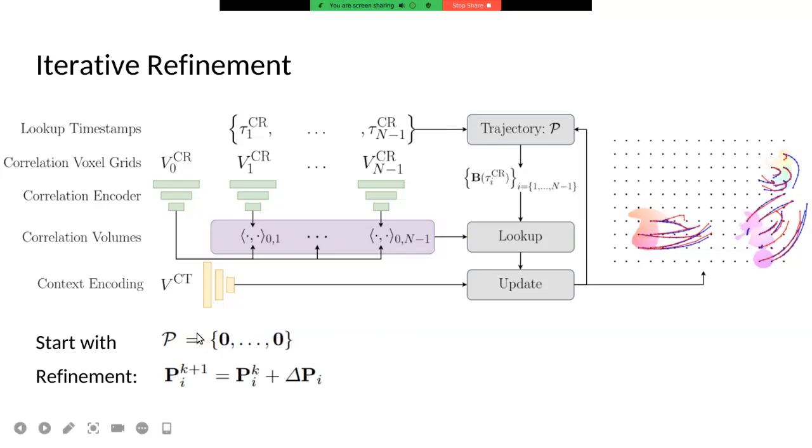And our model predicts the Bezier curve starting from 0. So we say, okay, no pixel moves. And then the model predicts always this delta p_i. So it iteratively adds a refinement to the existing Bezier curves.